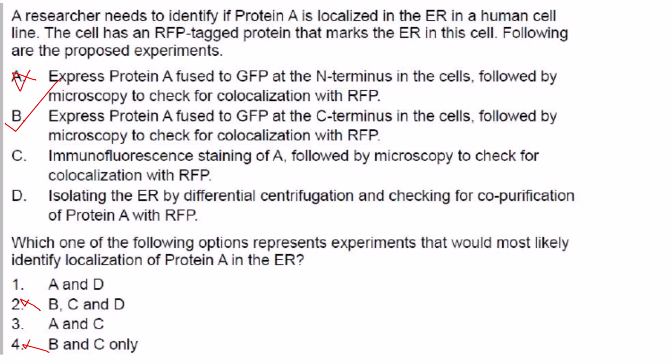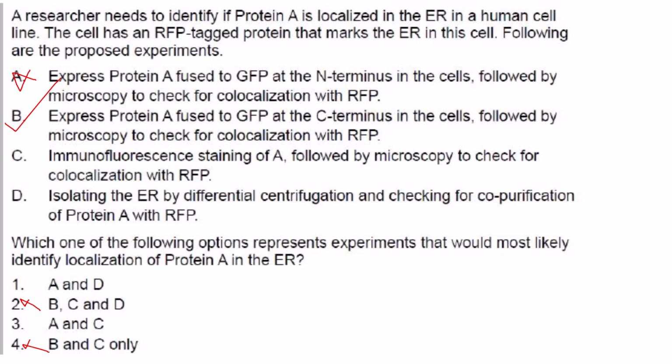Then next is immunofluorescence staining of A followed by microscopy to check for co-localization with the RFP. Now what is this immunofluorescence? It is a microscopic technique and is used to visualize as well as to locate proteins within cells. Now in immunofluorescence, what you generally do is you have an antibody conjugated with a fluorescent dye, and it is allowed to bind to your protein of interest, and then you view it under the fluorescent microscope and it will emit fluorescence once the antibody gets bound to your protein of interest.